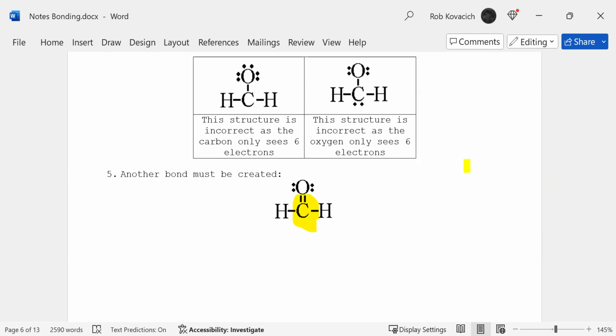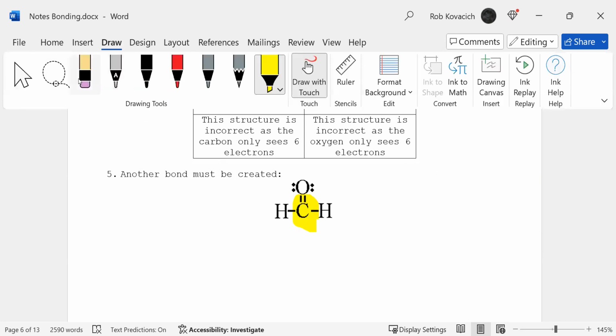And remember, we're doing this so we can determine if the thing can mix with water or not. All right, so let's move on.